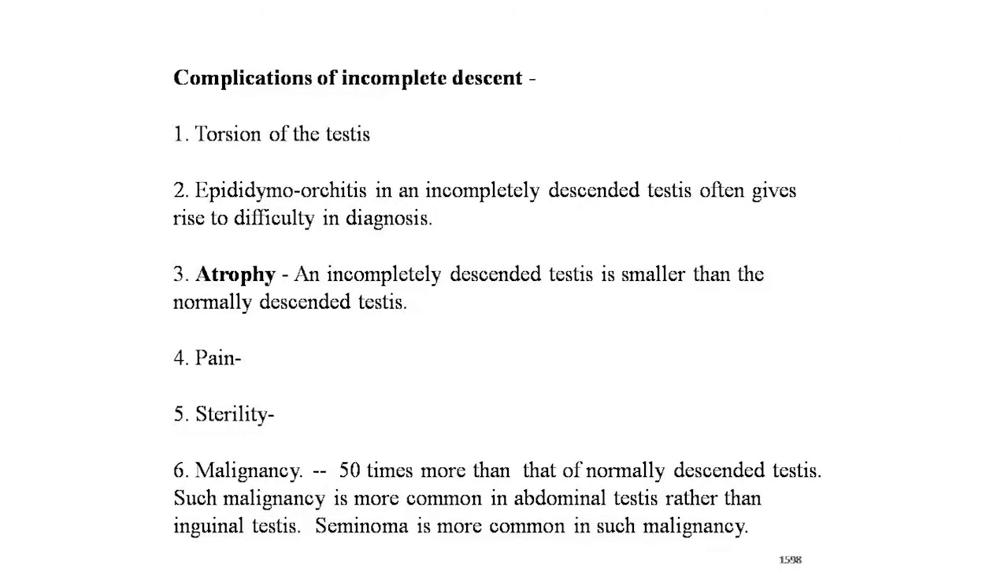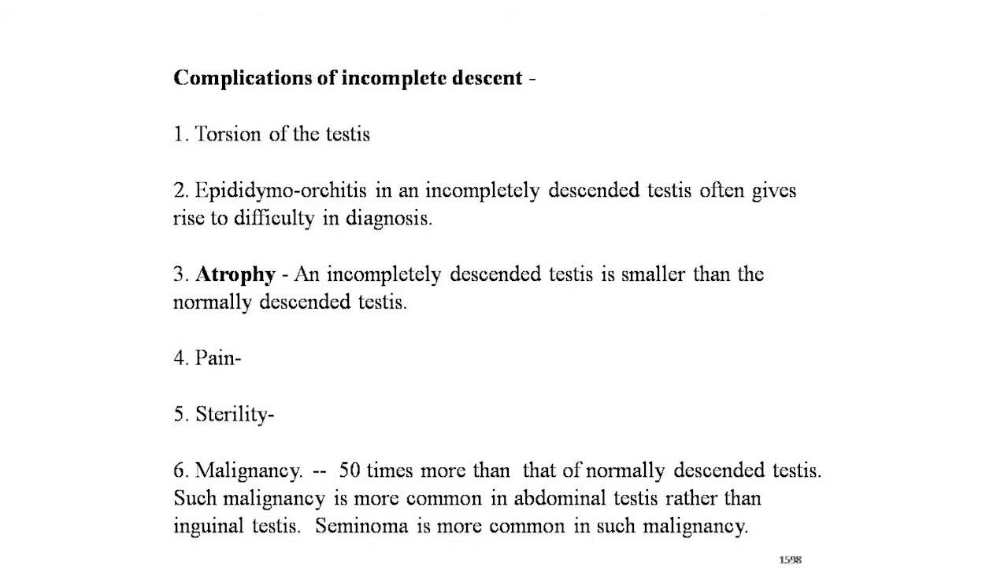Now the complications of incomplete descent. The first is torsion of the testis. Second is epididymo-orchitis. In an incompletely descended testis, this often gives rise to difficulty in diagnosis, but absence of the testis in the scrotum of the corresponding side should arouse suspicion. The third is atrophy. An incompletely descended testis is smaller than the normally descended testis. Fourth is pain. A testis situated in the inguinal canal is often liable to trauma and gives rise to pain in the groin.